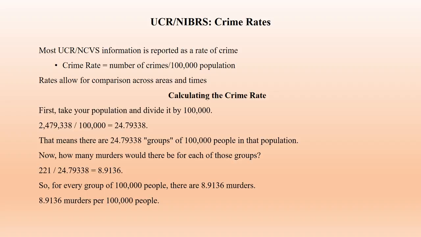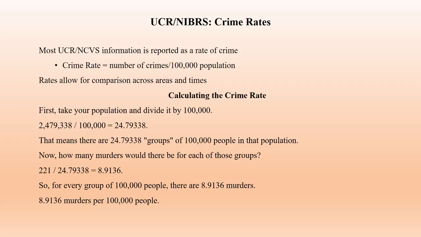So you could divide that by 100,000 to get 24.79338. But there's a simpler way to do that. You take the decimal on the far right side, which is right after the 8, and you move it to the left 5 places. You don't have to divide or anything. That puts it at 24.79338. What this means is that there are 24.79338 groups of 100,000 people in the 2,479,338 population.